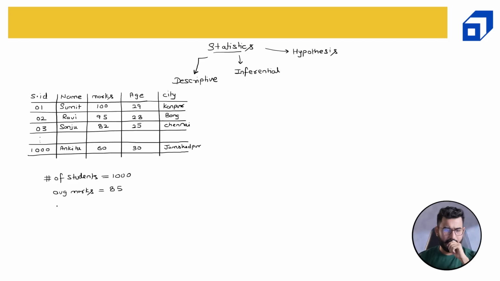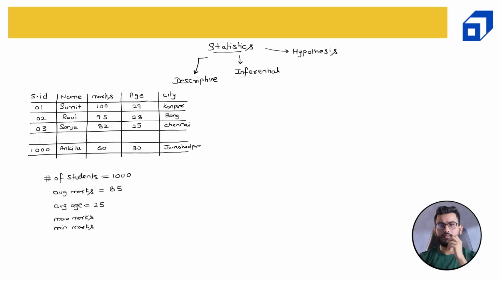For example, let's say the average age is, let's say 25. Similarly, maximum marks, then we have minimum marks. So all these numbers which describe the data in such a way that we just need this number to explain the complete data points is basically known as your descriptive statistics. It's very simple to understand, right?